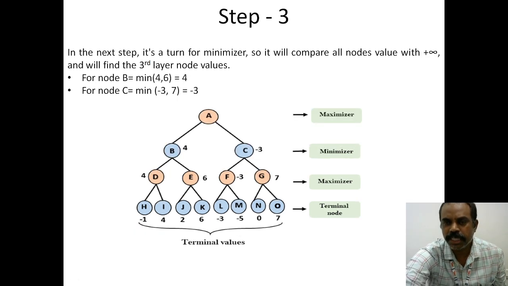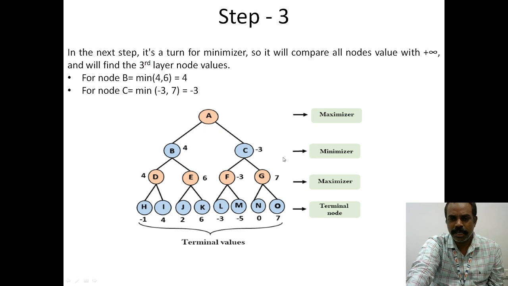Coming to step 3, we go to the next level. This is the minimizer role, so it's the turn for the minimizer. It will compare all node values with positive infinity and find the third layer node values. We'll apply the same process, but we will follow the minimizer process. So you backtrack, you will be at B. Minimum of what? This value and positive infinity.